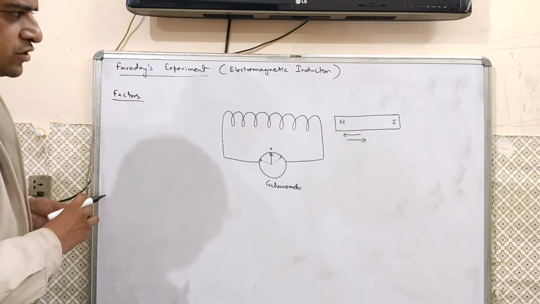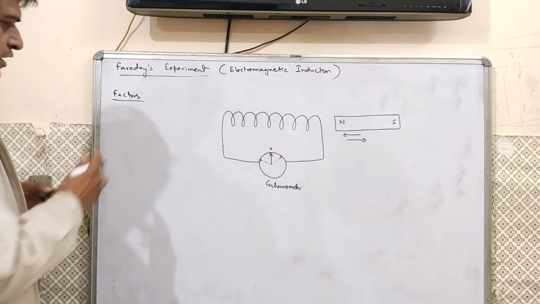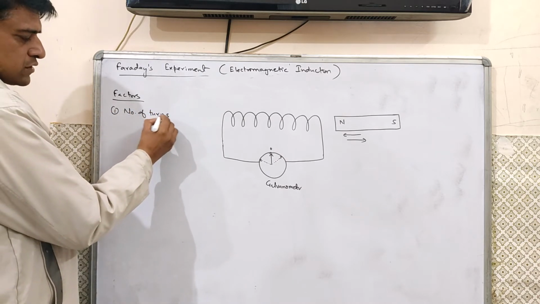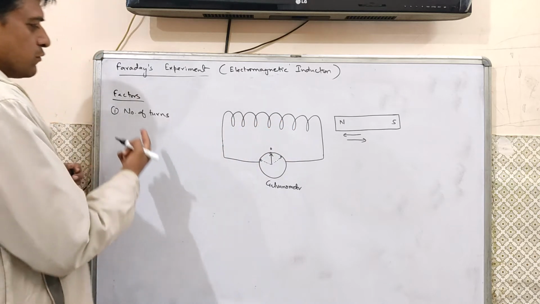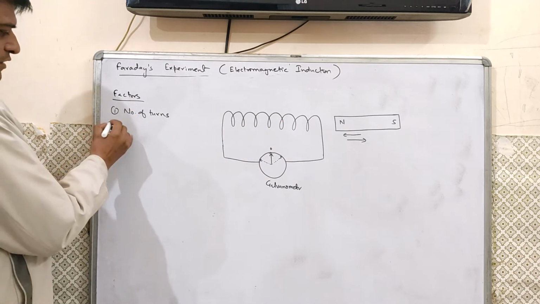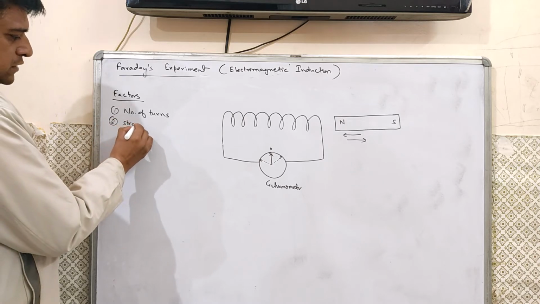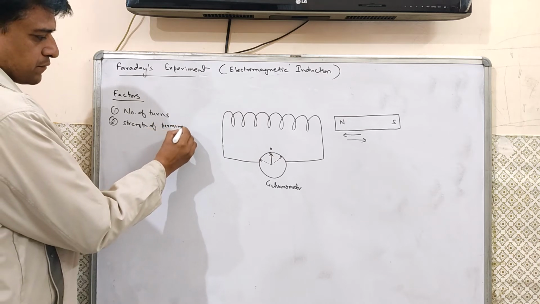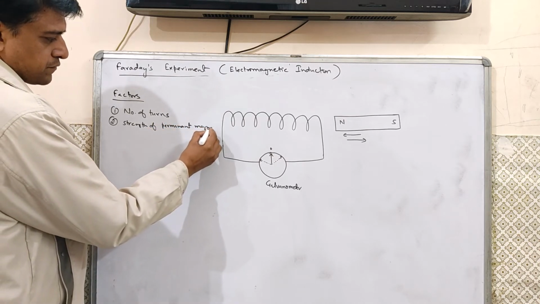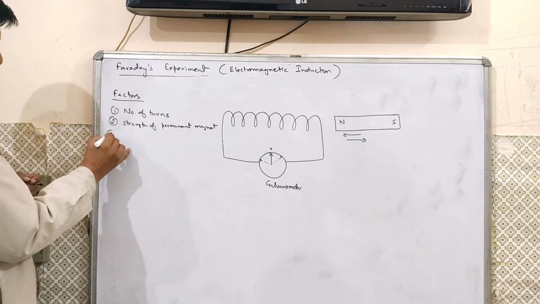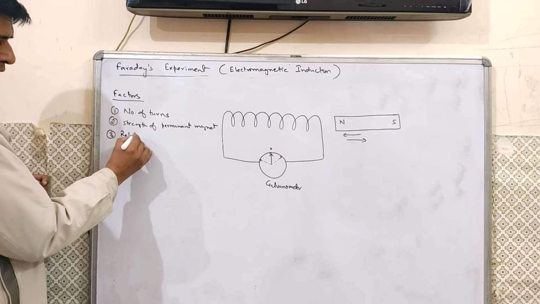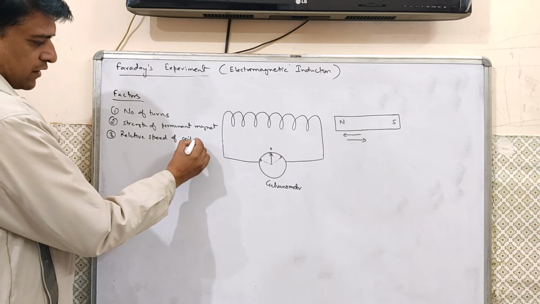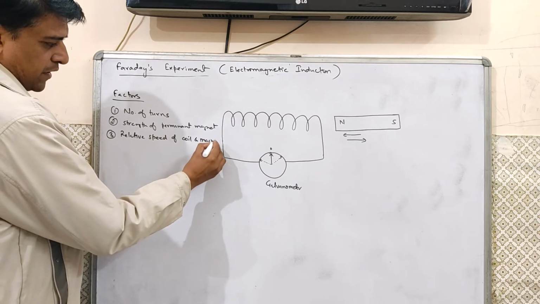And now what are the factors on which this electromagnetic induction depends? First, again it is the number of turns. More is the number of turns of this coil, more will be the current. Second is the strength of the permanent magnet. And third is the relative speed of coil and magnet.